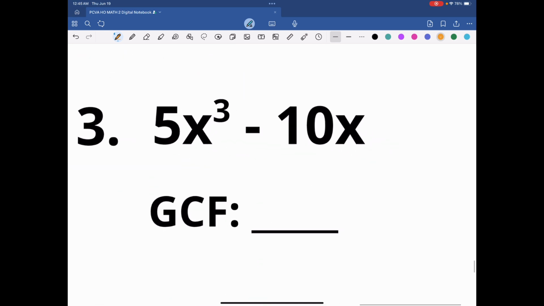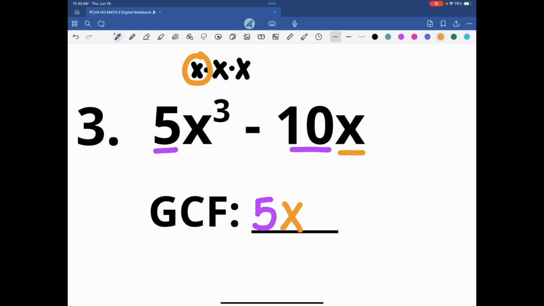All right, for the next one, I have 5x cubed minus 10x. Just as a reminder, x cubed is x times x times x. I have 5 and 10, so the largest I can divide out of 5 and 10 is 5. Then I have 3 x's and 1 x, so I'm able to take 1 x out of each one. So my GCF for this one is 5x.